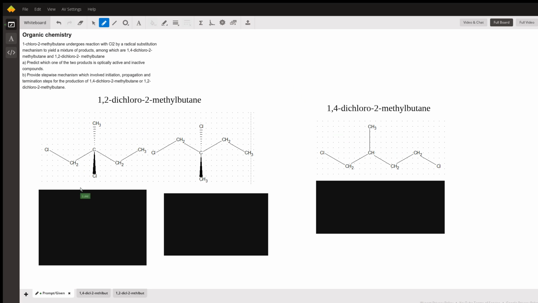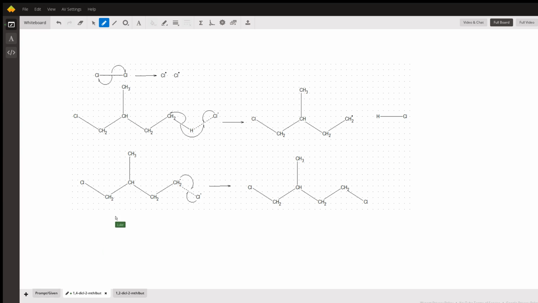Now, to provide stepwise mechanisms using initiation, propagation, termination. I meant to box these so you didn't instantly get them right away. I forgot. Oops. So there'd be initiation of the chlorine atom breaking up into its two radicals. Initiation, you almost always start with no radicals. I haven't really seen any that start with radicals over here.